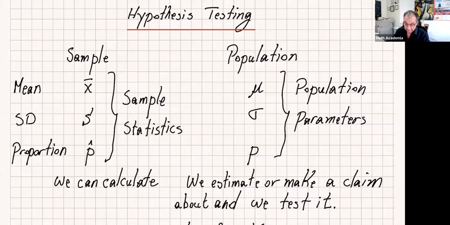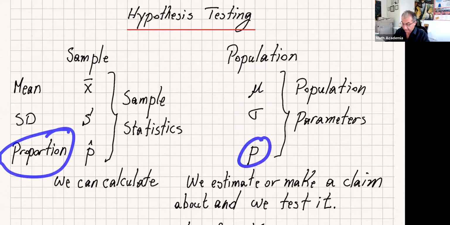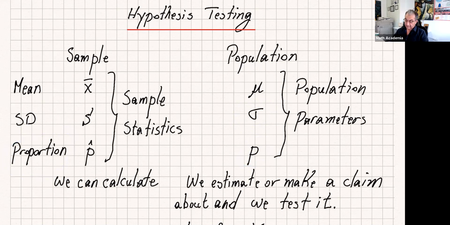As we all know by now, in statistics, we have sample and we have population. The sample mean is X bar, sample standard deviation is S, and sample proportion is P hat. Then we have the population. The mean of the population is mu. The standard deviation is sigma, and the population proportion is P. And we know that when we did estimation.